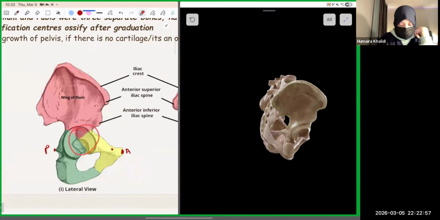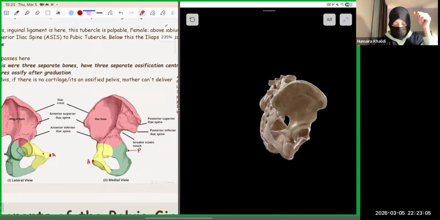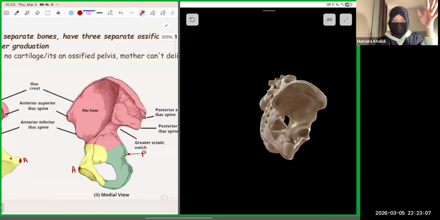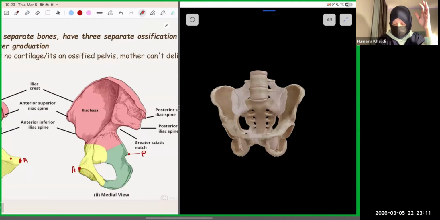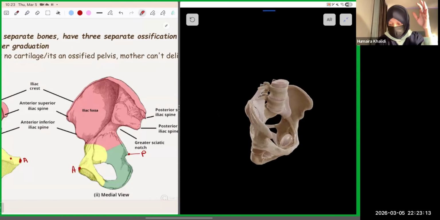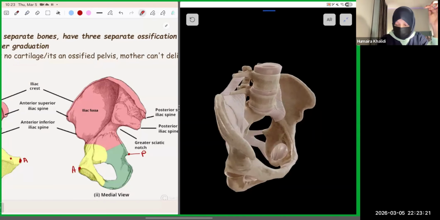And what is this? This is the acetabulum. This is where the femoral head is going to attach. And then you have this. What is the orientation of this? This picture is when I'm looking at it from inside, and this is how it would look if I looked at it from inside.